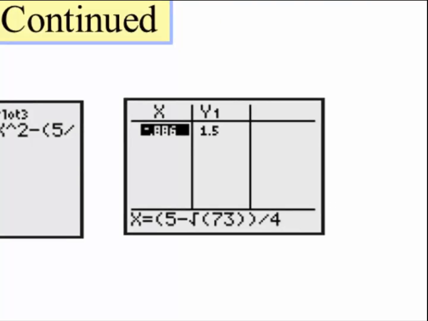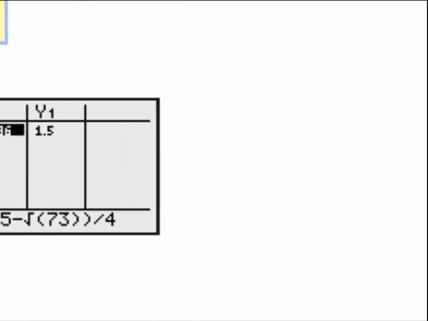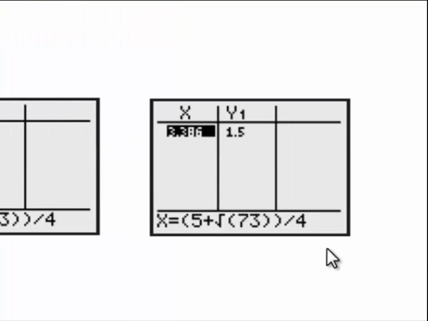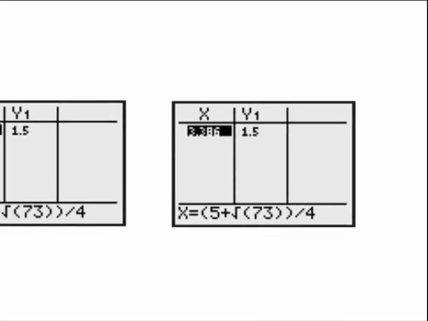Use our table feature, type in our exact answer, 5 minus the square root of 73 divided by 4, and the y is 1.5. And that is exactly what the right-hand side is. 3 divided by 2 is 1.5. To check the other solution, 5 plus the square root of 73 all divided by 4. Hit enter and you should get 1.5 again. So we have verified the solutions to this equation.